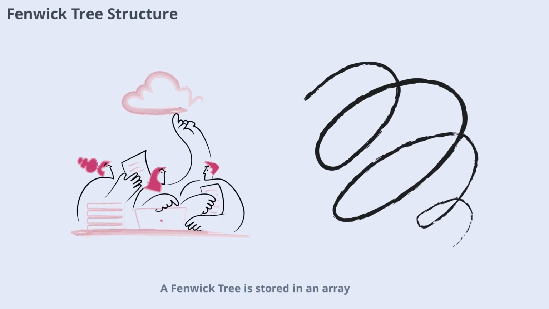A Fenwick tree is stored in an array, but parent-child relationships are determined by bitwise operations on indices. The key concept is the least significant bit, LSB, which tells us the size of the range each node is responsible for. This clever use of bits allows the Fenwick tree to efficiently manage partial sums.